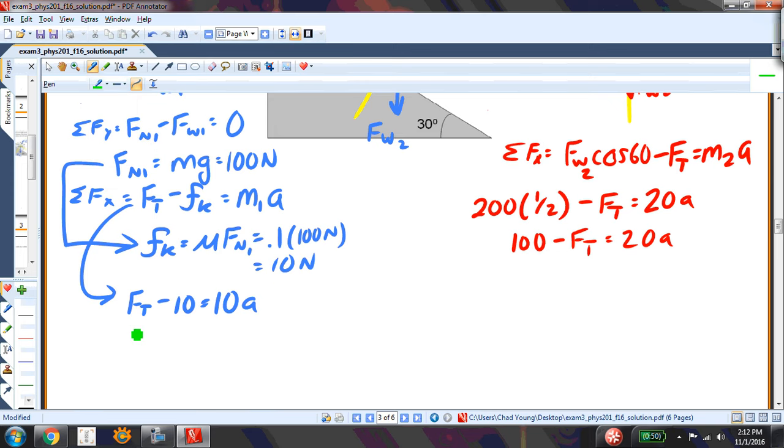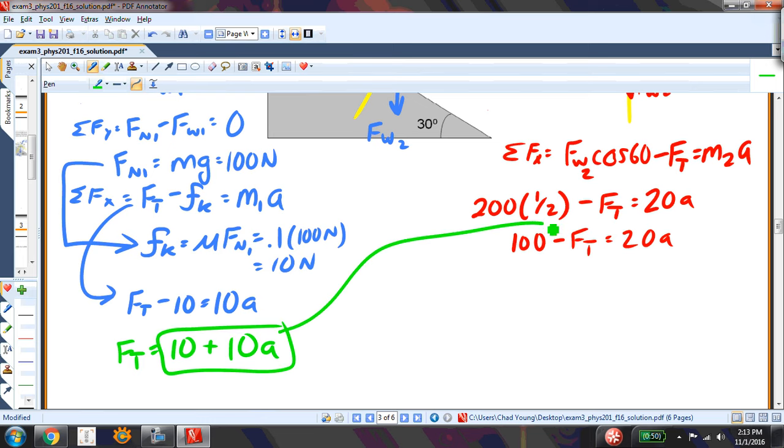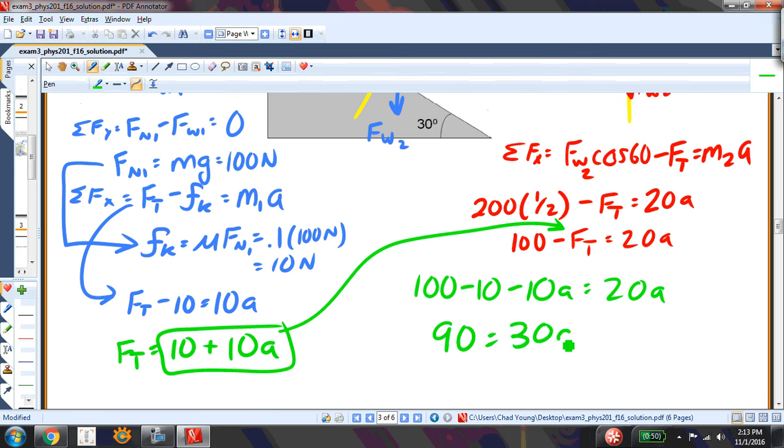I say let's solve this one for Ft, Ft equals 10 plus 10a. Now I'm going to take this and plug it in up here. So I get 100 minus 10 minus 10a equals 20a. That's 90 equals 30a. A equals 3 meters per second squared.